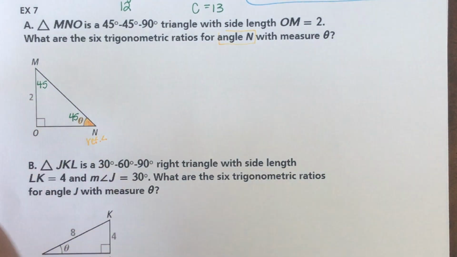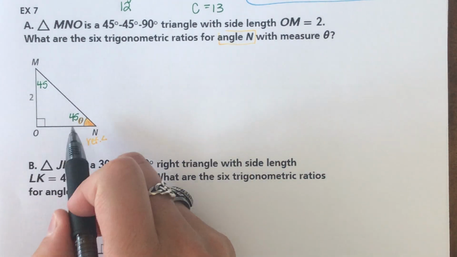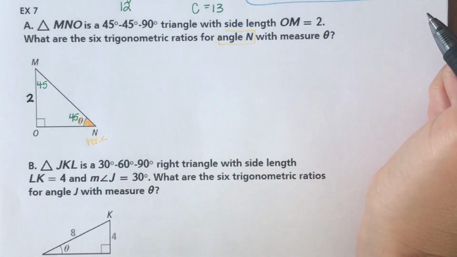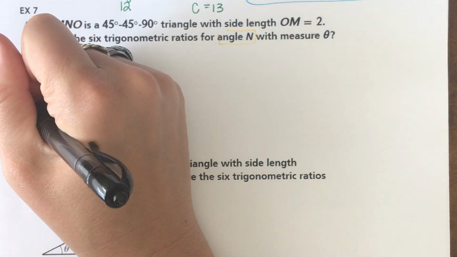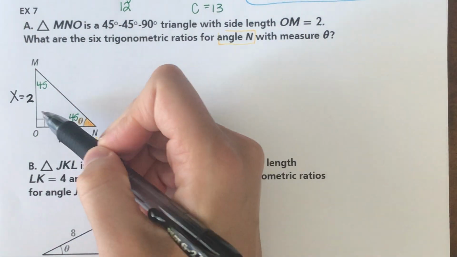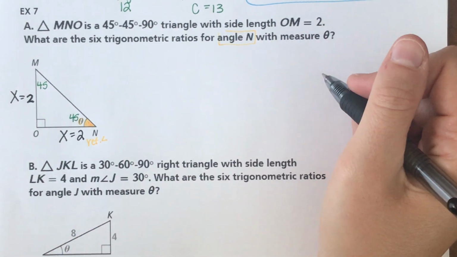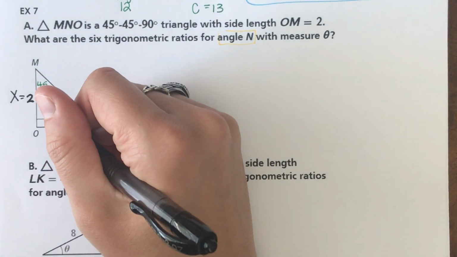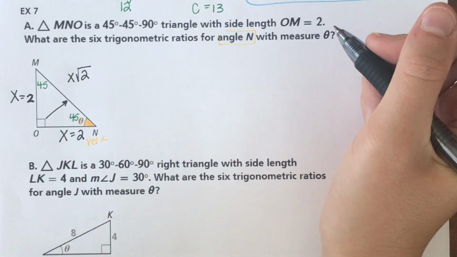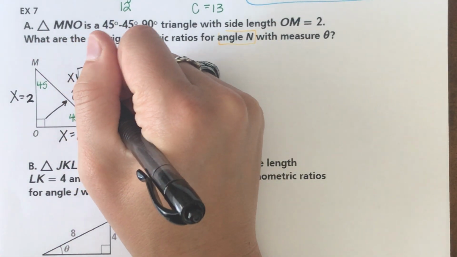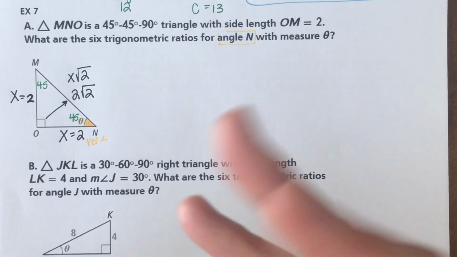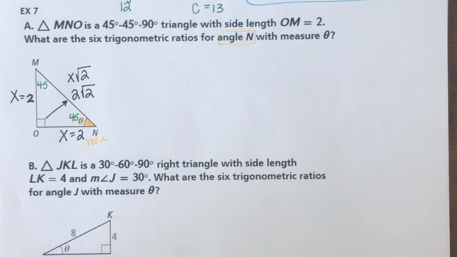Okay, now, I already know that across from this 45 is a 2. If I go across from the 45, that's my x. Well, if I go across from the other 45, it's also x, which means it's also a 2. And then if I go across from my 90, I know it's x radical 2. So I plug in the 2, it's 2 radical 2. Look at that, I already have all 3 side lengths written for me. I just have to put them into my ratios here.